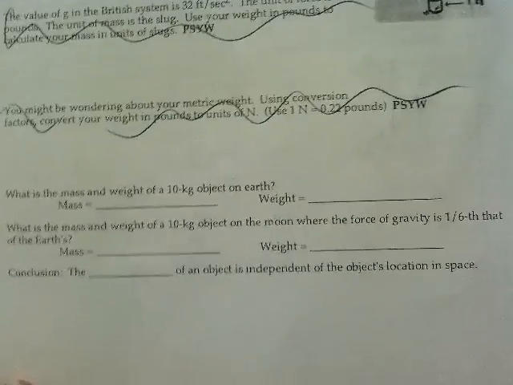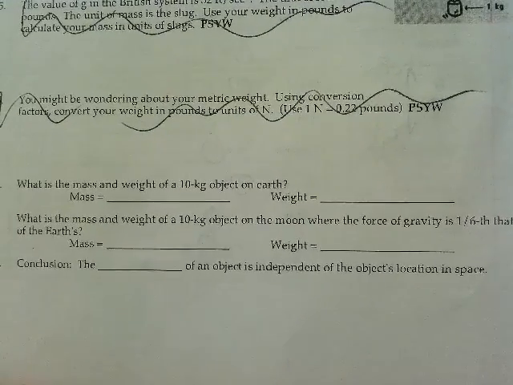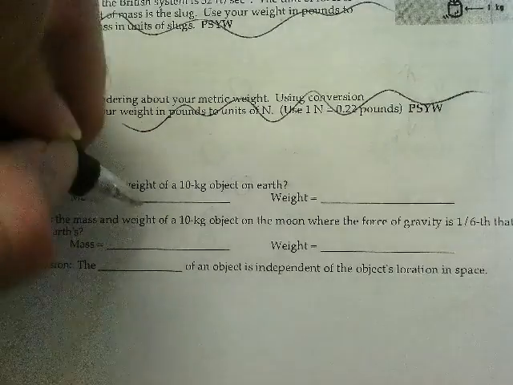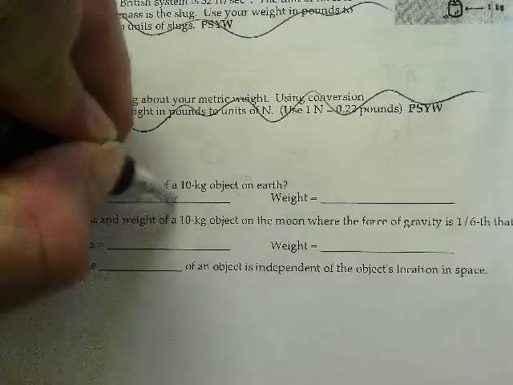All right, we're not going to worry about converting on the next two. So 7: what is the mass and weight of a 10 kilogram object on Earth? Wow, they already gave us the mass. It's 10 kilograms. Weight, though, is 10 times 10, so it's 100 newtons.